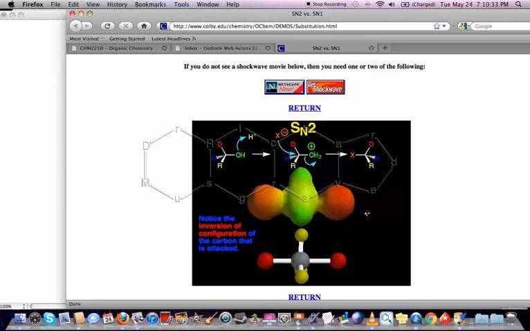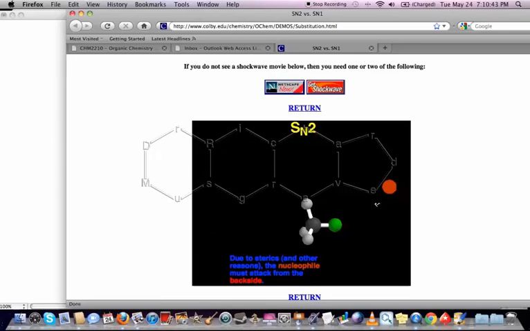Again, we've got our illustration of the backside attack and the inversion of the stereochemistry. We'll see a bit more of that in a second. Now watch as we know that the nucleophile comes in, attacks from the back, and twists the compound so that it's like an umbrella on a windy day. It turns inside out.